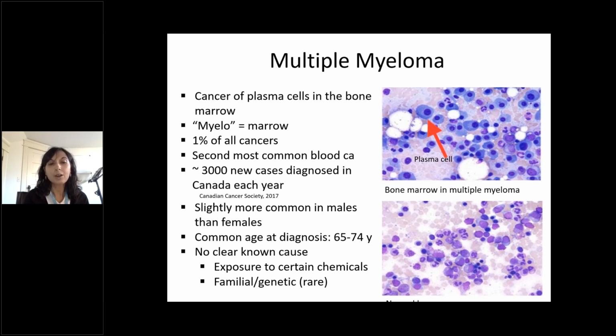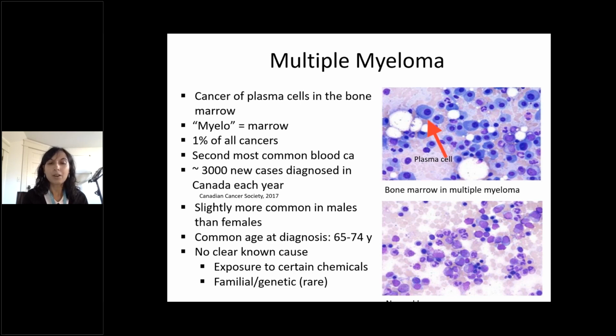It's not a very common cancer, about 1% of all cancers in general, but it is the second most common blood or bone marrow cancer. And in Canada, we see about 3,000 cases diagnosed per year, slightly more common in males than in females. And the average age is mid to late 60s or early to mid 70s.